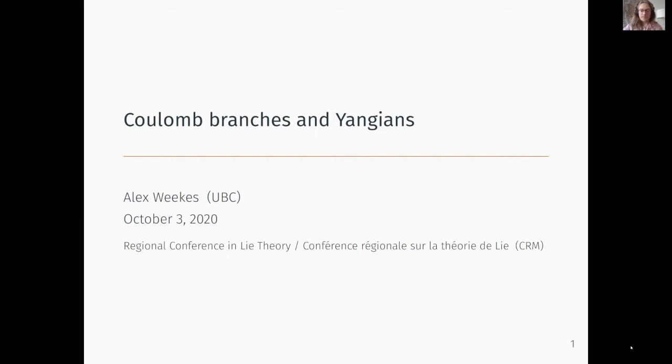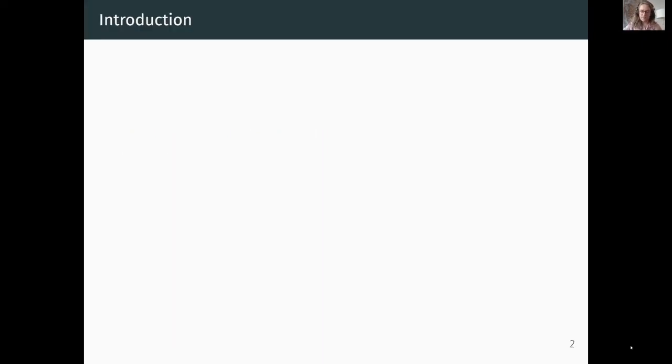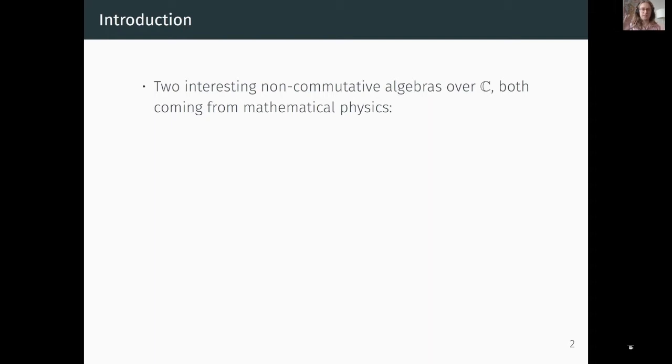So I'll be talking about Coulomb branches and Yangians. Here's a little introduction. I'm going to talk about this from a very algebraic point of view, or try to focus on the algebraic side. I'm interested in two non-commutative algebras, everything's over the complex numbers, coming from mathematical physics. And it's this diagram here. There's a surjection from a shifted Yangian, one algebra, to another algebra called the quantized Coulomb branch.